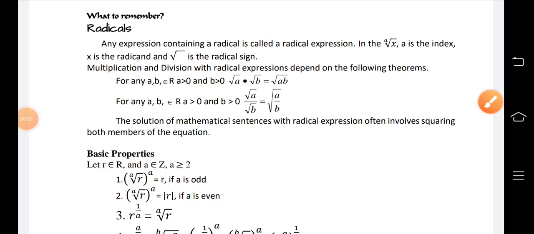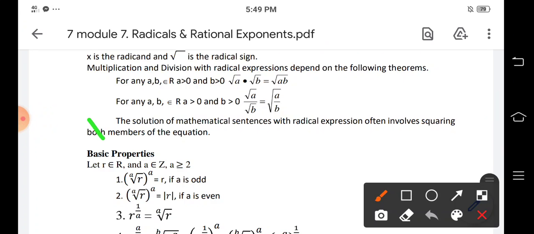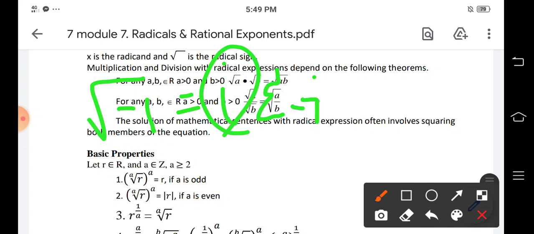Hello everyone, we are still on radical expressions. We have to remember that there are two complex square roots of negative 1. So that is i and negative i. But we will make use of i as our value for the square root of negative 1. All throughout our course, we will make use of i as the value of the square root of negative 1.